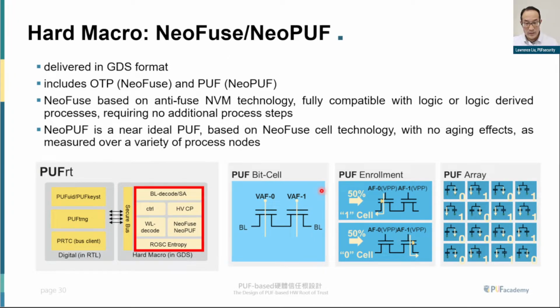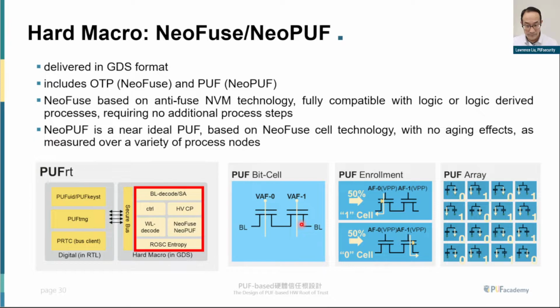The final block we will cover in this section is the hard macro, which makes up one half of PUFrt in this diagram. Delivered in GDS format, the hard macro is sourced from eMemory, which is PUFsecurity's parent company, a world leader in embedded NVM solutions. The hard macro is comprised of a PUF and OTP array, which are based on the same anti-fuse technology, the difference being that the PUF bit cell has 2 MOSFETs, whereas the OTP has just 1. So here we have the PUF bit cell with 2, and if you imagine, take 1 away, that's the OTP bit cell.